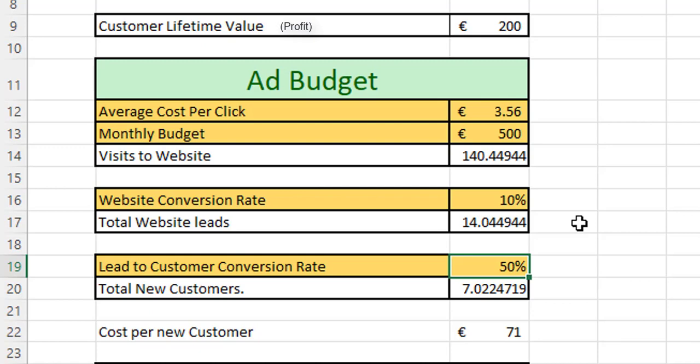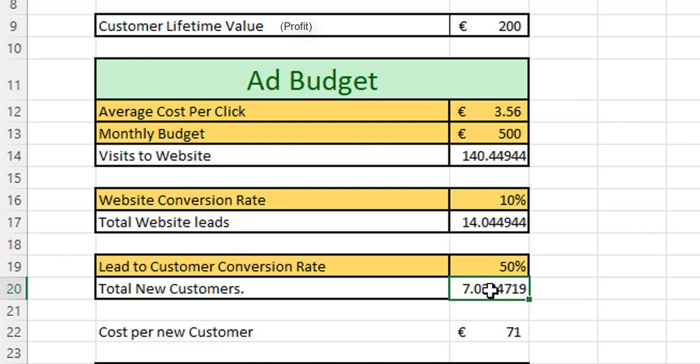And you put in your conversion rate here. So with 50%, that means 50% of the 14 customers here, that means that 7 customers will actually make purchases. Okay, so the cost then of a new customer to you, if you have a monthly budget of 500, the cost for a new customer, and remember, out of the 140 people who arrived on your website, we're saying that only 7 of them will actually purchase.